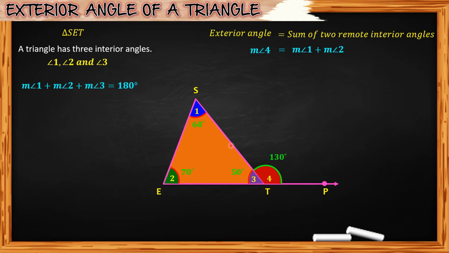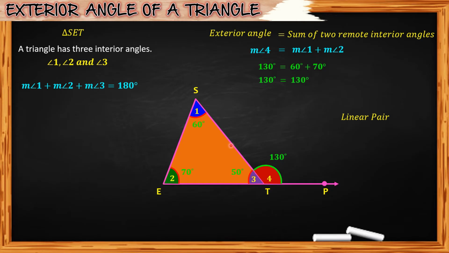The measure of angle 4 is 130 degrees, equal to the measure of angle 1 which is 60 degrees plus the measure of angle 2 which is 70 degrees. So 60 plus 70 is equal to 130 degrees. So they are equal. Now we also have here what we call the linear pair.